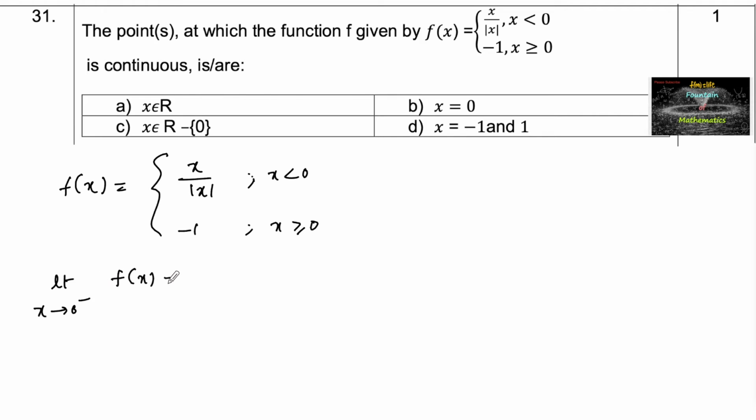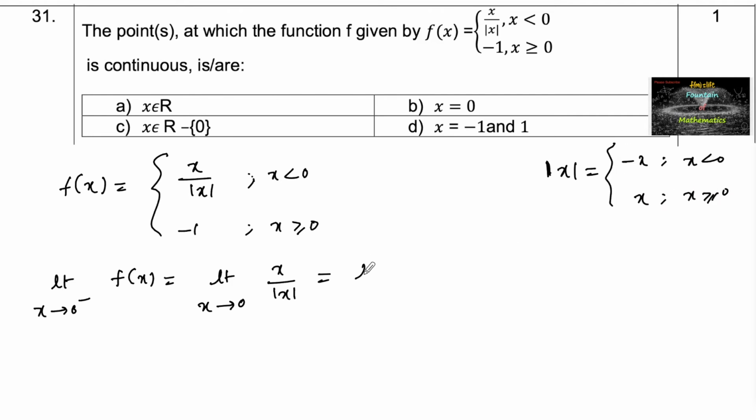So we can write the limit as x tends to 0 minus, the function can be taken as x upon mod x, which is equal to, when x is below 0, we apply mod x is equal to minus x, because as per the definition mod x is equal to negative x when x is less than 0 and it is x when x is greater than or equal to 0.